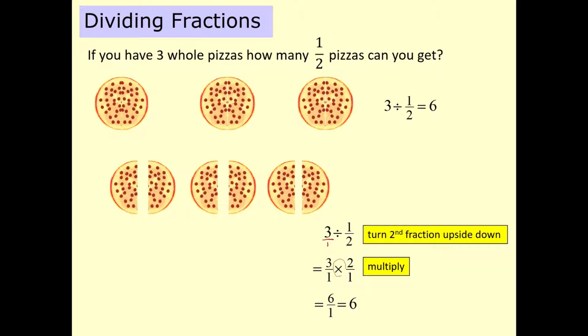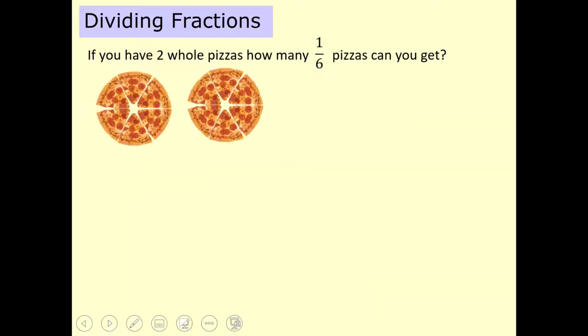So we have figured out how many halves are in 3 by doing 3 divided by a half. We've changed it into multiply and we've flipped that last fraction, and then our answer is 6, because we can see clearly there are 6 halves in 3.